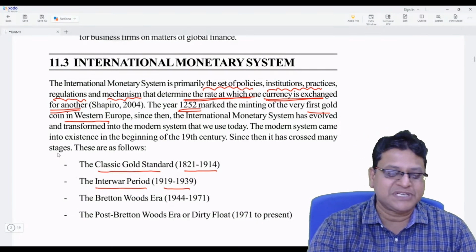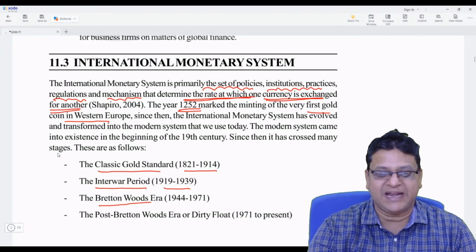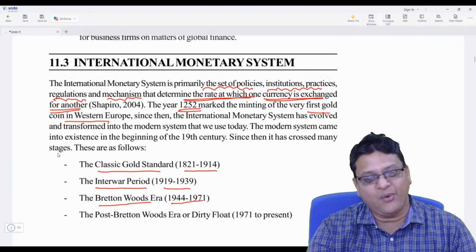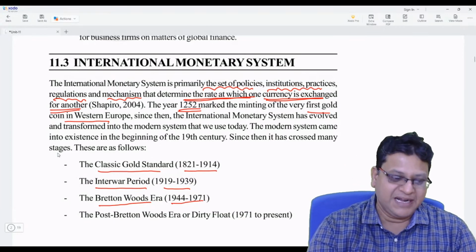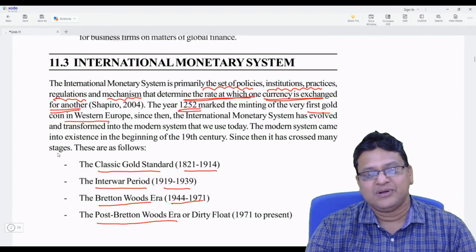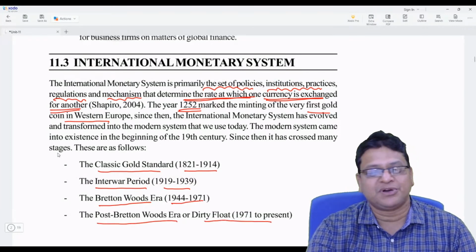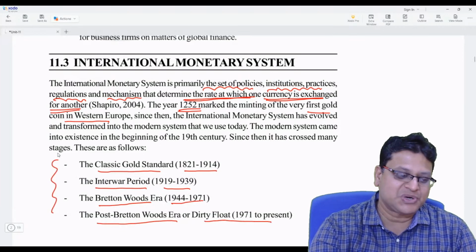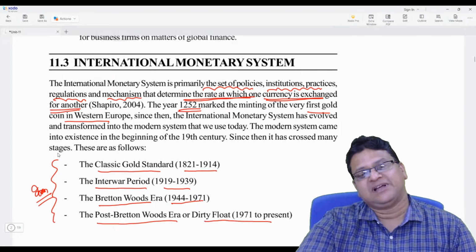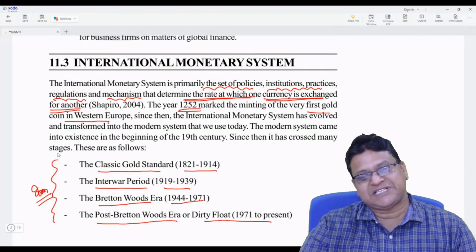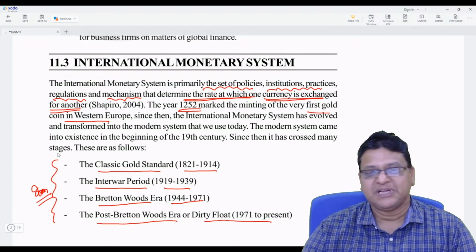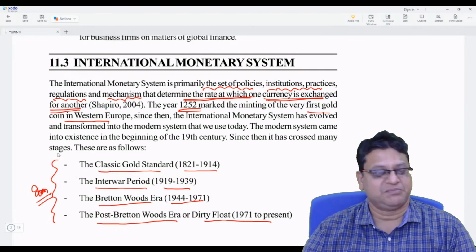Then we will discuss the Bretton Woods era. It lasted from 1944 to 1971. How was the exchange rate determined? And then in the post Bretton Woods era, we follow a separate system for determining the exchange rate. We will study the evolution of exchange rates during the world. How the rate of exchange is determined comes under the purview of the international monetary system.